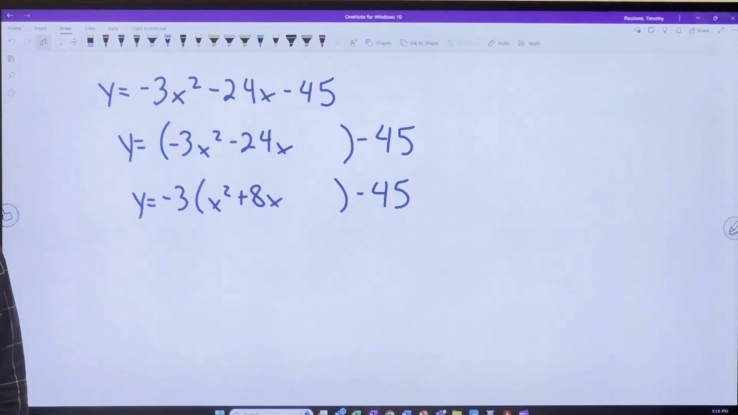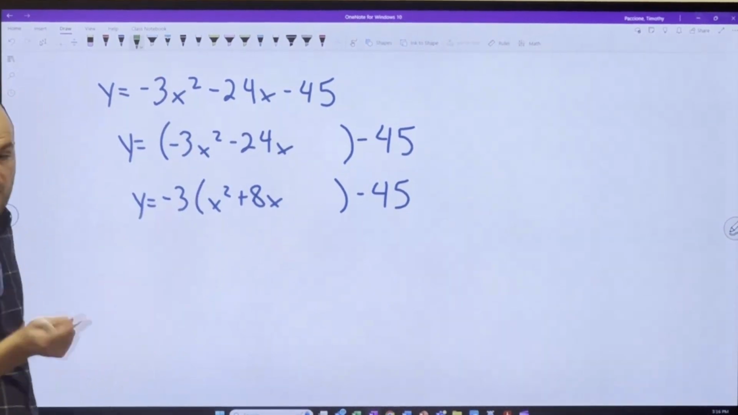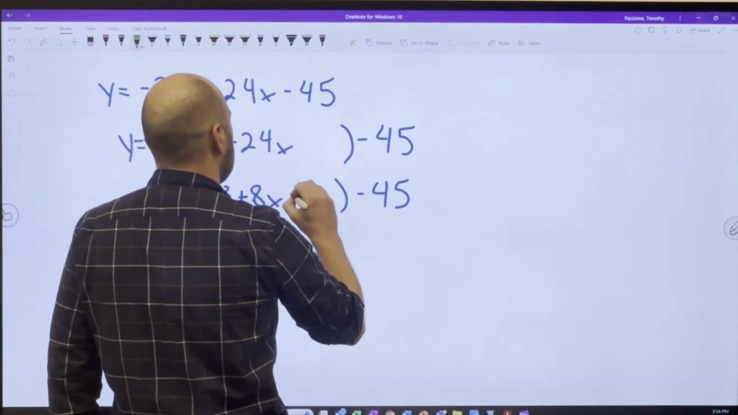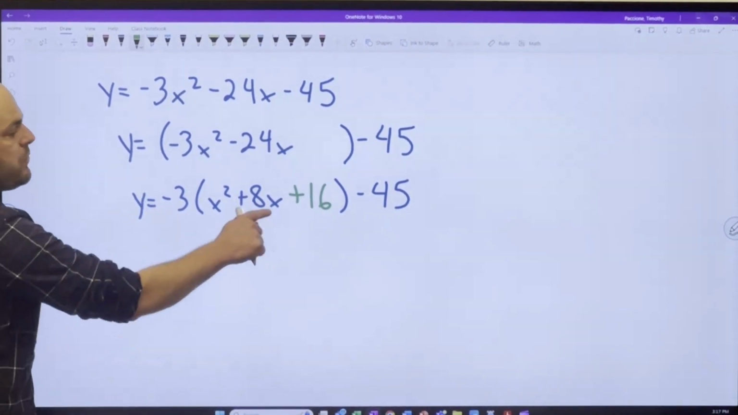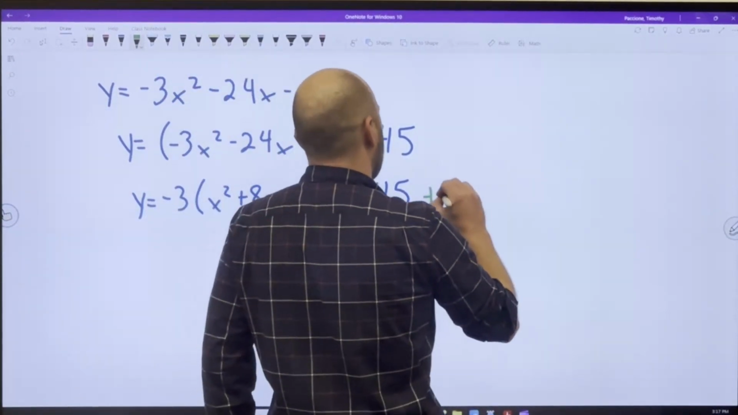Next step is, I got to put something right there. What do I put there? B divided by 2 squared. 8 is b, divided by 2 is 4, plus 16. Now, what's the net effect that I did here? Think. The net effect that I've contributed to this equation right now by putting that plus 16 there. Negative 48. I've done negative 48 damage here because there's a negative 3 here. So what's the opposite of negative 48? So I have to put a plus 48 out here.